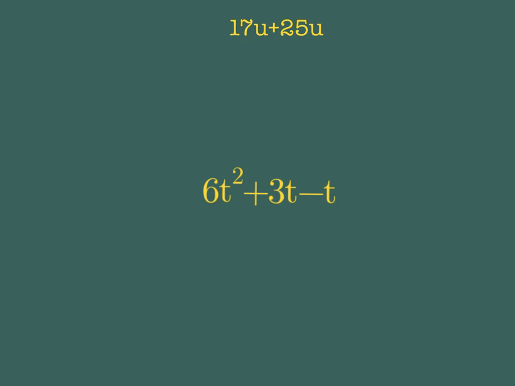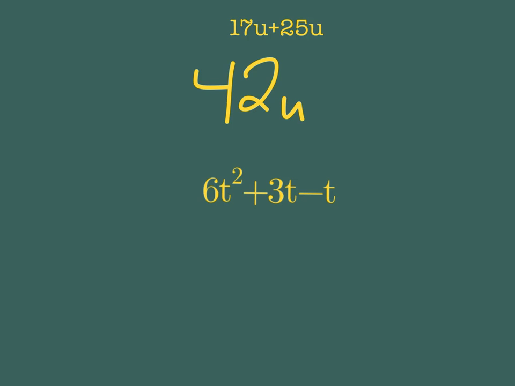Here are 2 problems for you to try on your own in your head. Pause the video like we always do and see if you can come up with the right answer. Combine the like terms. Okay, if you've done that correctly, a 17u plus a 25u should get you a 42u.